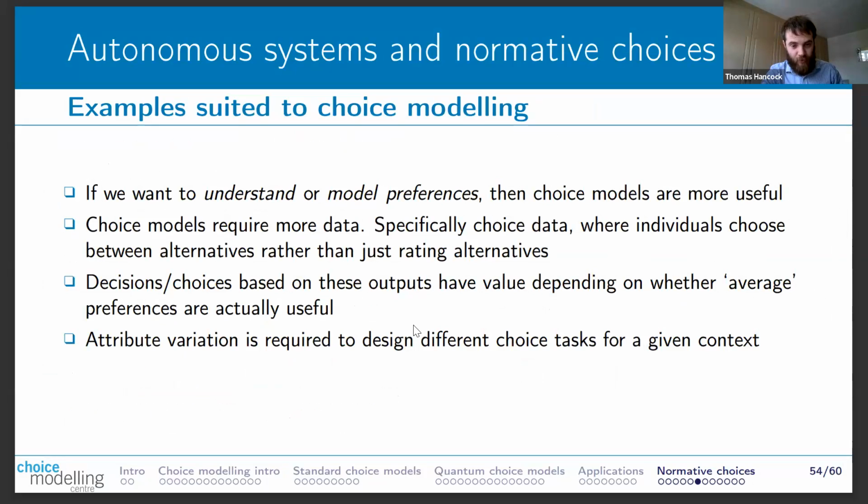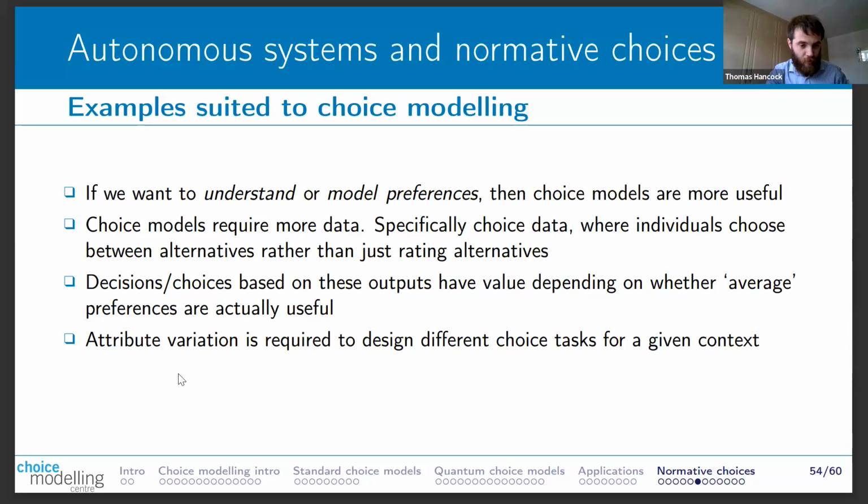Decisions and choices based on these outputs will have value depending on whether average preferences are actually useful. So say I have some large scale data set where I've got all these choices made by individuals. My model will be able to account for some of the variation in preferences, but it will also come up with probabilities that match the average preference. So if you really want to understand specific user groups, then you might need to either target those or really focus in on that group within a more defined context.